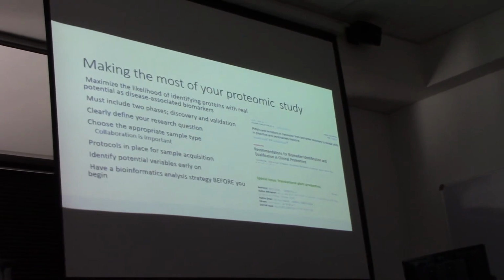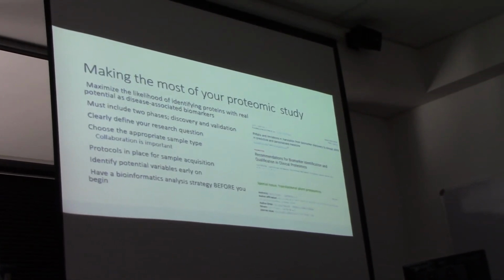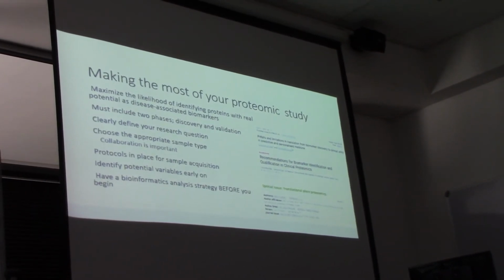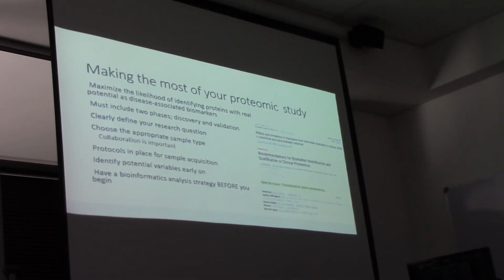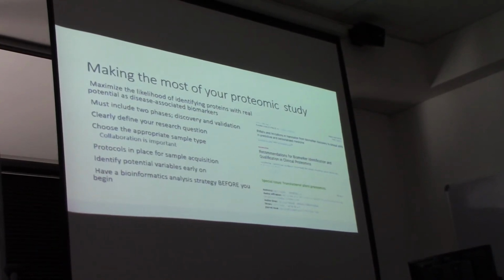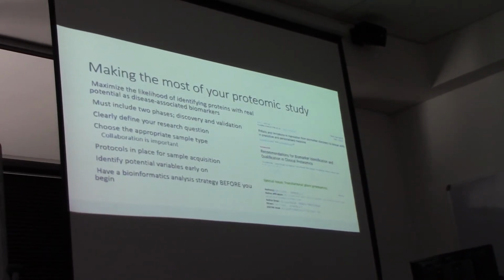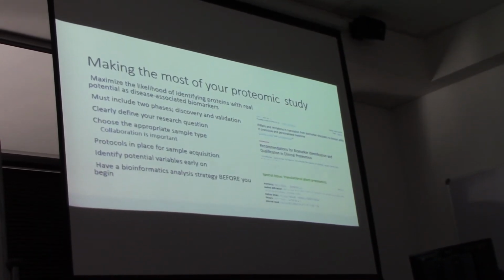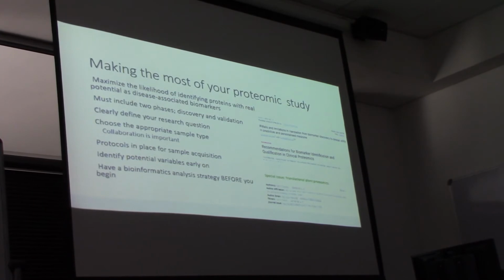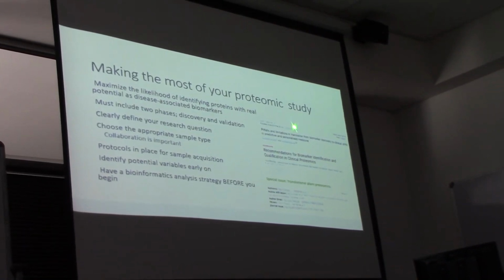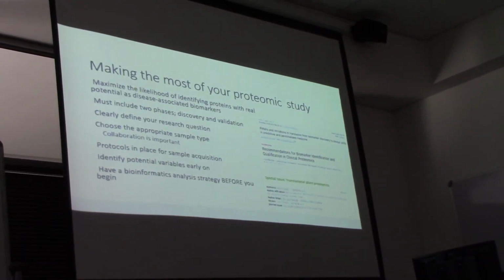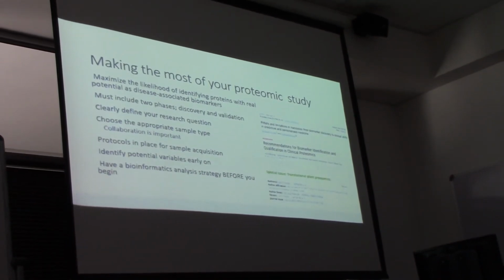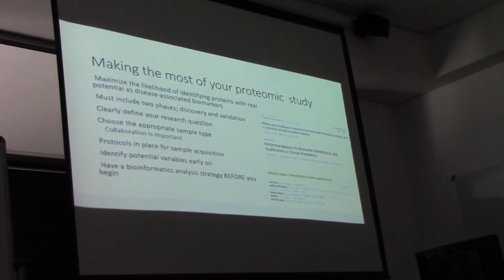So how do you make the most of your proteomic experiments? Because it's a really powerful tool, but things can go wrong. So you want to maximize the likelihood of identifying proteins with real potential as disease-associated biomarkers. It's all good and well to measure proteins, but if they're not part of your disease functional pathways, it's not very helpful. So you need these two phases. We've talked about discovery and validation. I've included these 3 papers here, but there are tons of papers that talk about why biomarker discovery in proteomics has failed so far. It has not been very good.